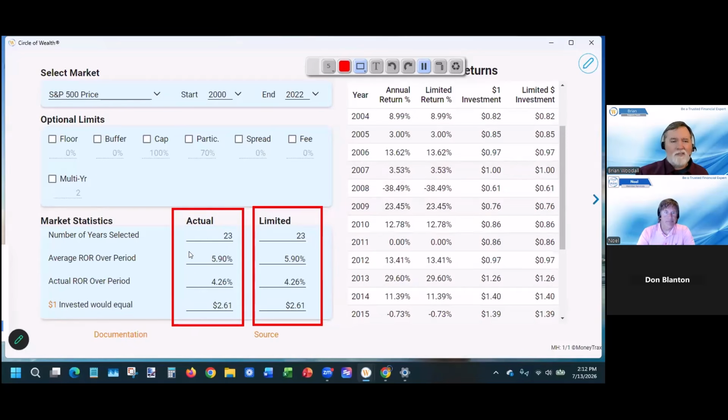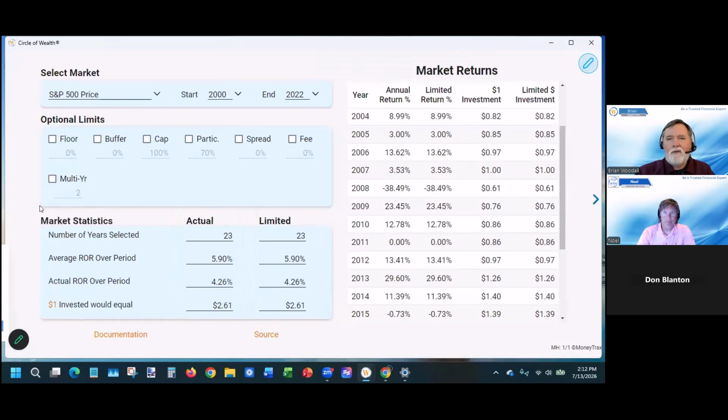That's why average is different than actual. And almost always, there are a few exceptions, but almost always the actual will be lower than the average. So when someone says they're averaging a certain performance, that's math. That's not money. How are you actually doing? Okay, so let me get rid of the draw tool here.